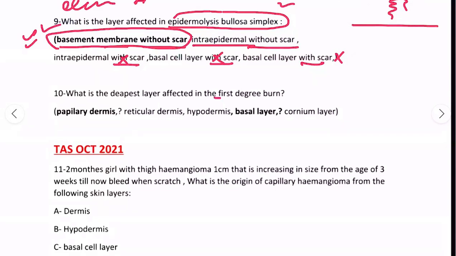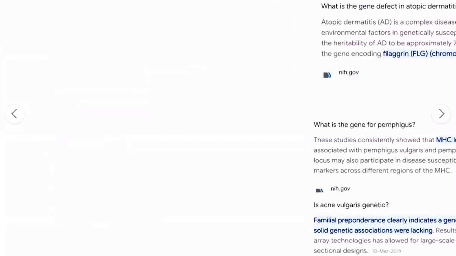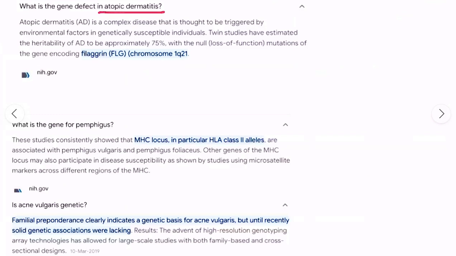This is again the first degree burn, where your papillary dermis is affected. Right, this is the capillary hemangioma that is arising from your dermis. Repetition of the question: a baby with a filaggrin gene defect on chromosome number 1. Which of the following is associated with the gene defect? That is atopic eczema. Yes, we have read, see here, atopic dermatitis. The filaggrin gene, sorry, chromosome number 1, is affected.